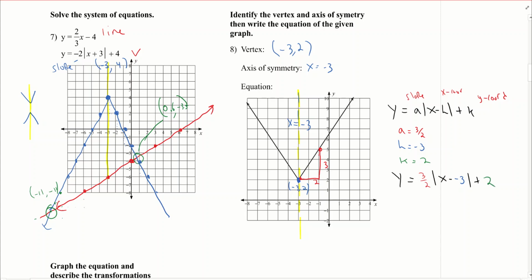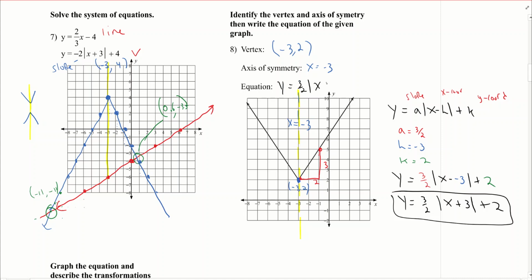Like such. And then there's some simplification required, right? We don't want to write double negatives like that. Double negatives create positives, and there's the simplified version of that equation. So that's what we should write up here, right? Y equals 3/2 absolute value of x plus 3 plus 2.